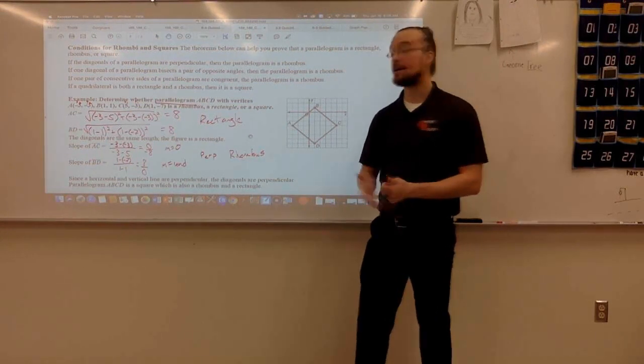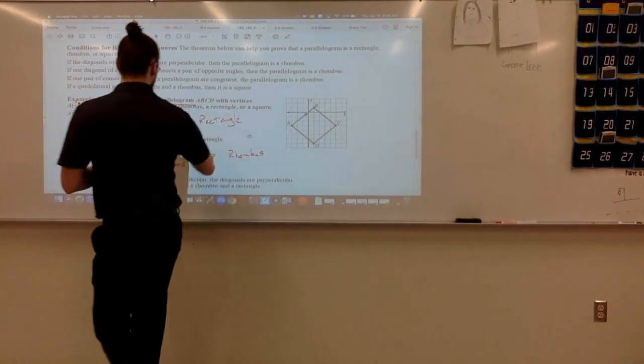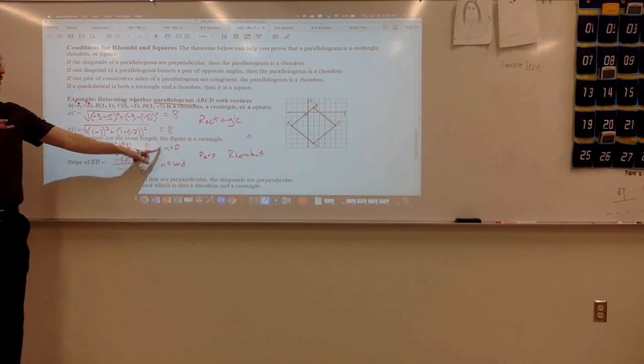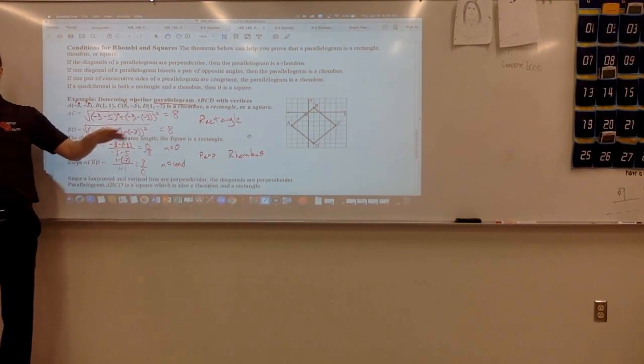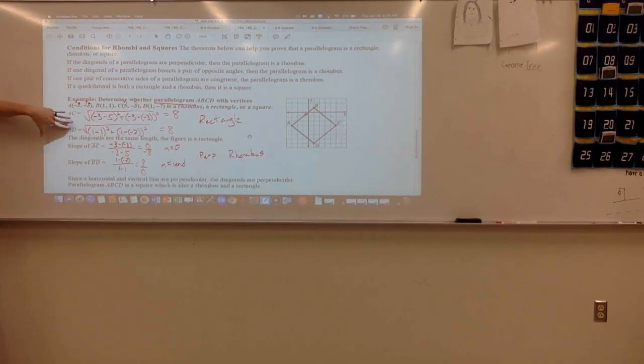Right. So if we were able to show that the diagonals were congruent, but the diagonals were not perpendicular, then it's just a rectangle. Or if we were able to show the diagonals weren't congruent, but they're perpendicular, it's just a rhombus. But if both of these things are true, then it's a square. It's the same with the other things too, like trapezoids.